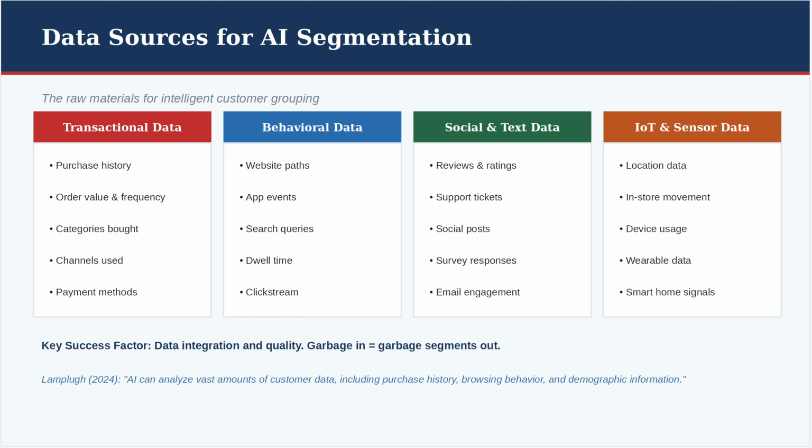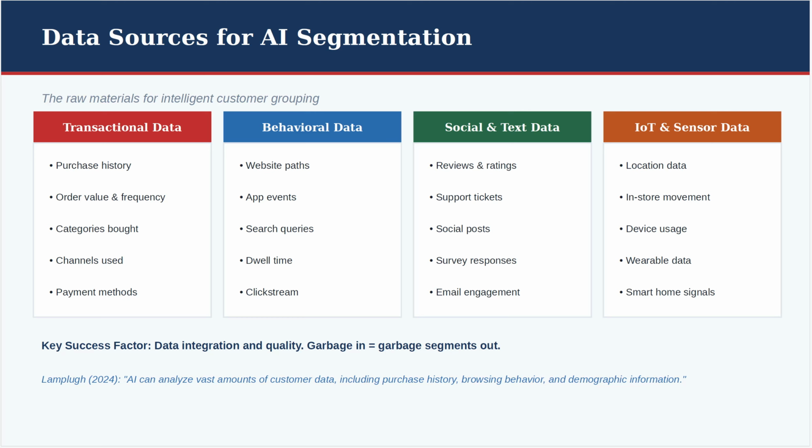The third source is social and text data. What customers say tells you how they feel. Reviews, like positive or negative sentiment, support tickets based on pain points and problems, social posts, brand mentions, lifestyle clues. For instance, natural language processing can extract that frustration with delivery times is a theme in support tickets for a specific segment.